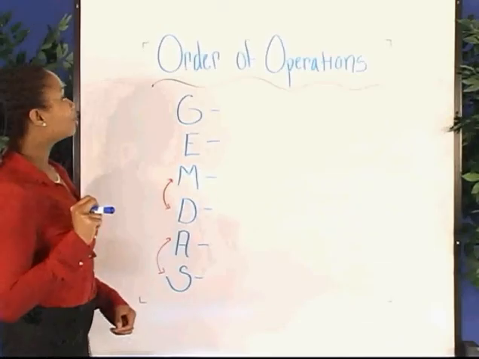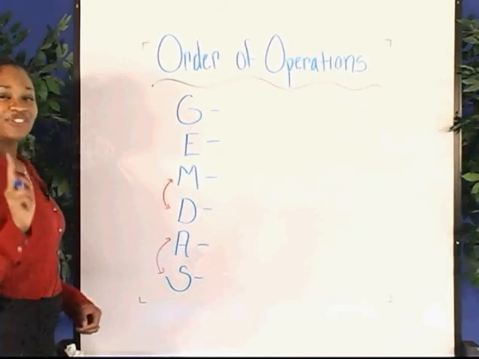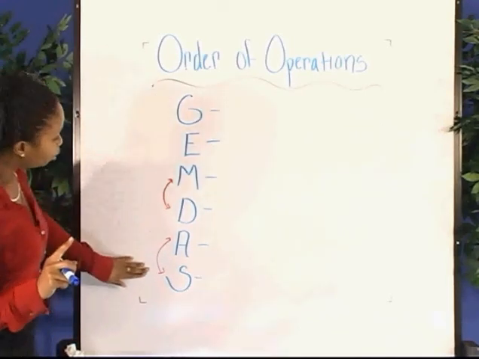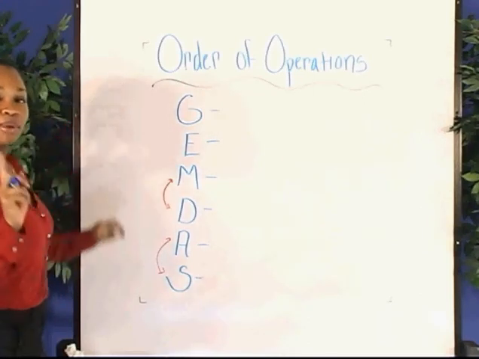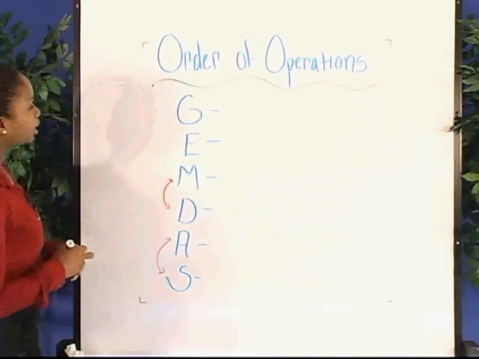Hi, education builders. Now remember, we just went over those steps for order of operations. And if you got a little confused, don't worry about it, because I have an easier way for you to remember those steps. Remember, the first step was to evaluate or work out everything in grouping symbols.